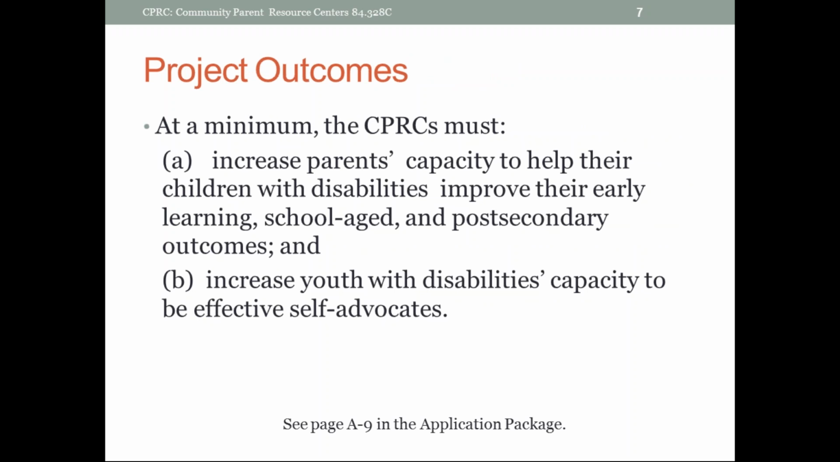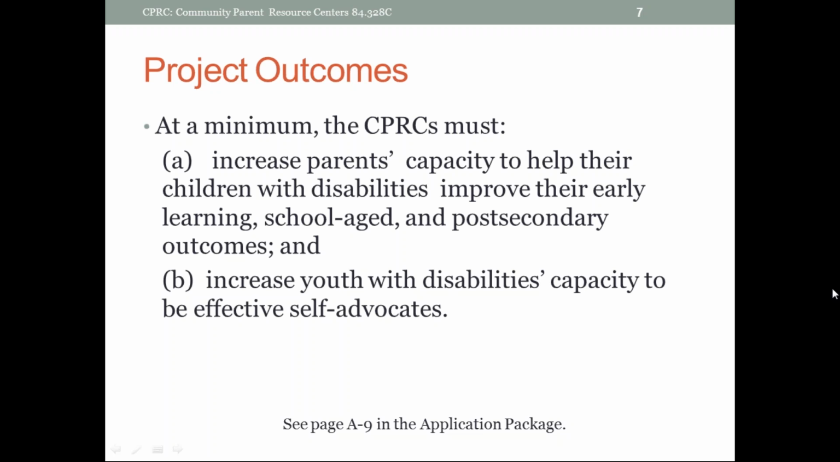So what do we expect to come out of these grants? What we say here is that at a minimum, the CPRCs must increase parents' capacity to help their children with disabilities improve their early learning, school-aged, and post-secondary outcomes. So that's your purpose. That's what you're intending to do with these projects. And also to increase youth with disabilities' capacity to be effective self-advocates. Those are the broad purposes of these grants.